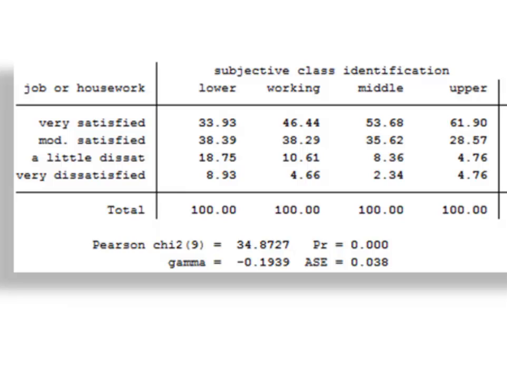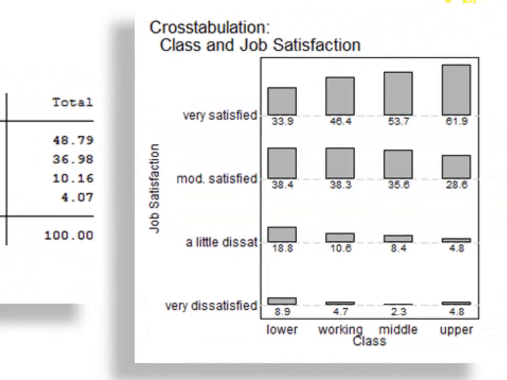This particular output shows us the relationship between how people view their social class, lower, working, middle, and upper, our independent variable, and how satisfied they are with their job, or if they don't have a job, with doing housework. On the right-hand side is a graphic. In each row, we have a column, a bar, where the height is equal to the percentage from the table.